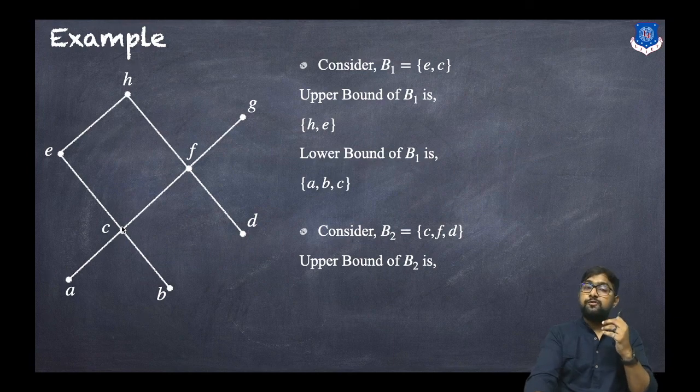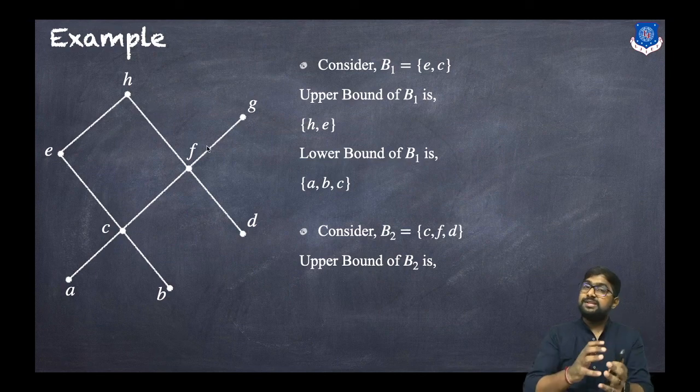Now for H. Now can we go from C to H? Yes, from first C to E, then E to H. Fine. Now can we go from F to H? Yes. And can we go from D to H? Yes. So H is an upper bound.